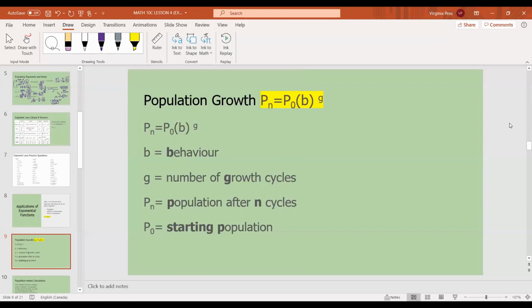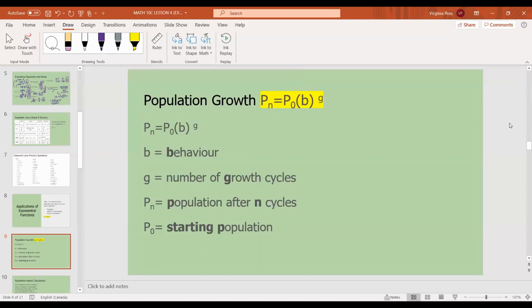So B, which is the one in brackets, stands for the behavior. And that means how does the population change? Like, does it double? Does it halve? What's the behavior? We're going to be taking a look at some examples later, so I'm going to leave this for now. G stands for the number of growth cycles. So how many times is this population exhibiting this behavior? So maybe it doubles every week. So after 3 weeks, how big is it? So that 3 would be the number of growth cycles.